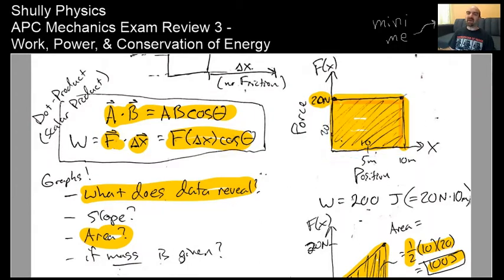So what if the mass is given? That's an interesting question. Can we figure out anything if we know the work done and the mass, or the force and the mass? Well, you could. If you divide all these force values by the mass, this could be an acceleration versus displacement graph, showing how acceleration changes.